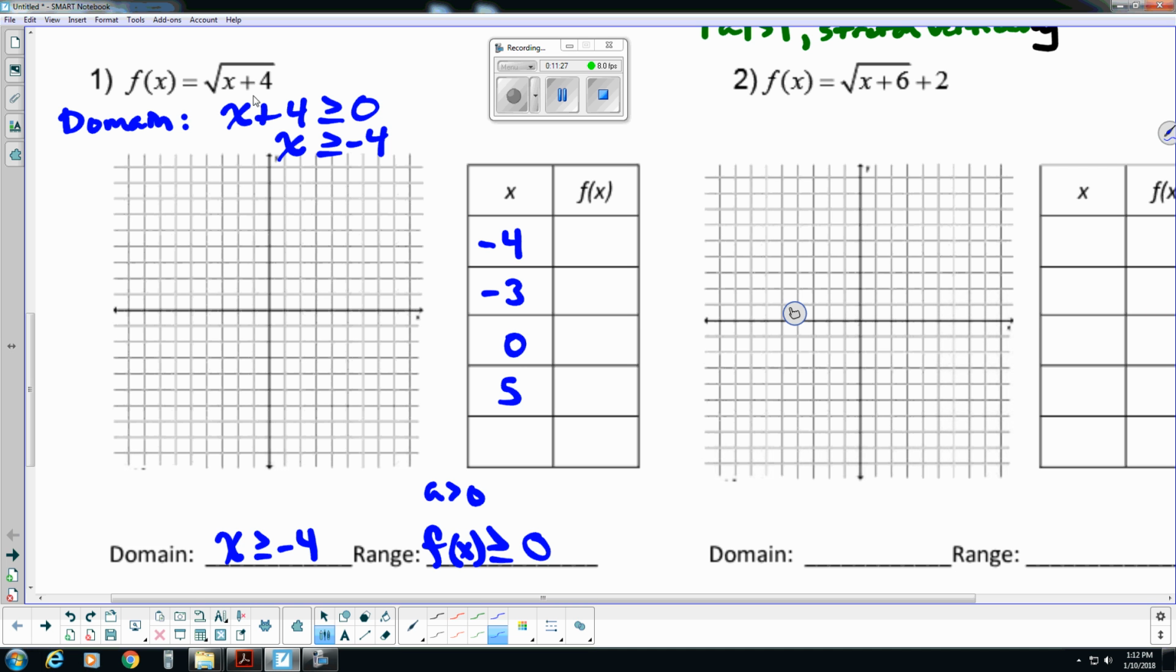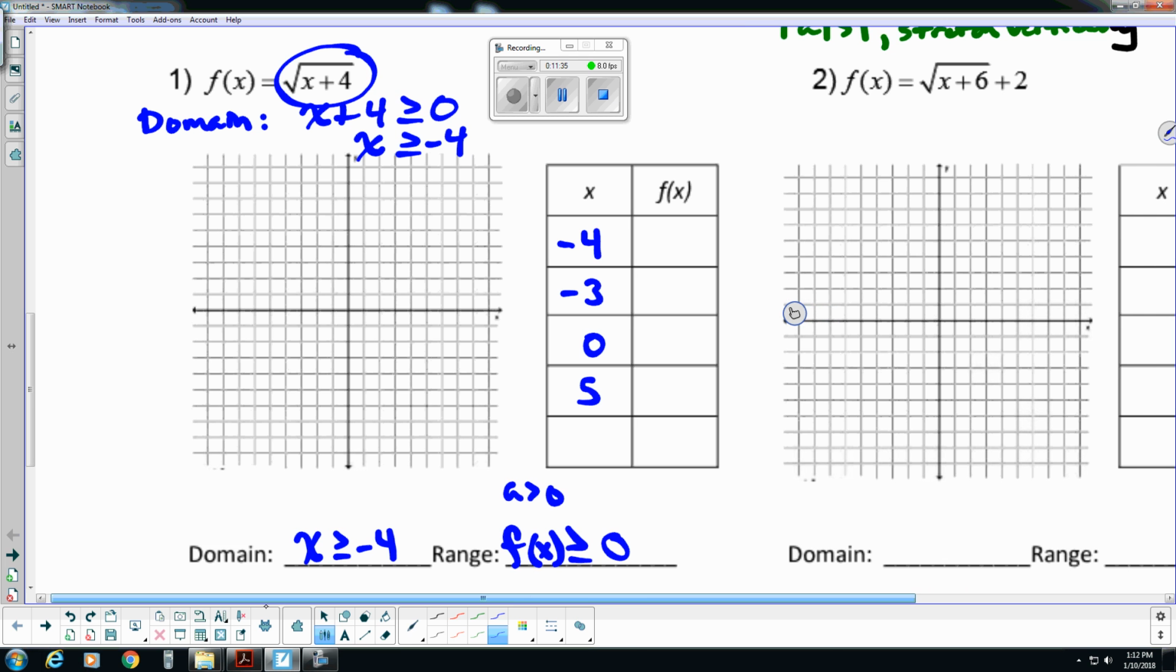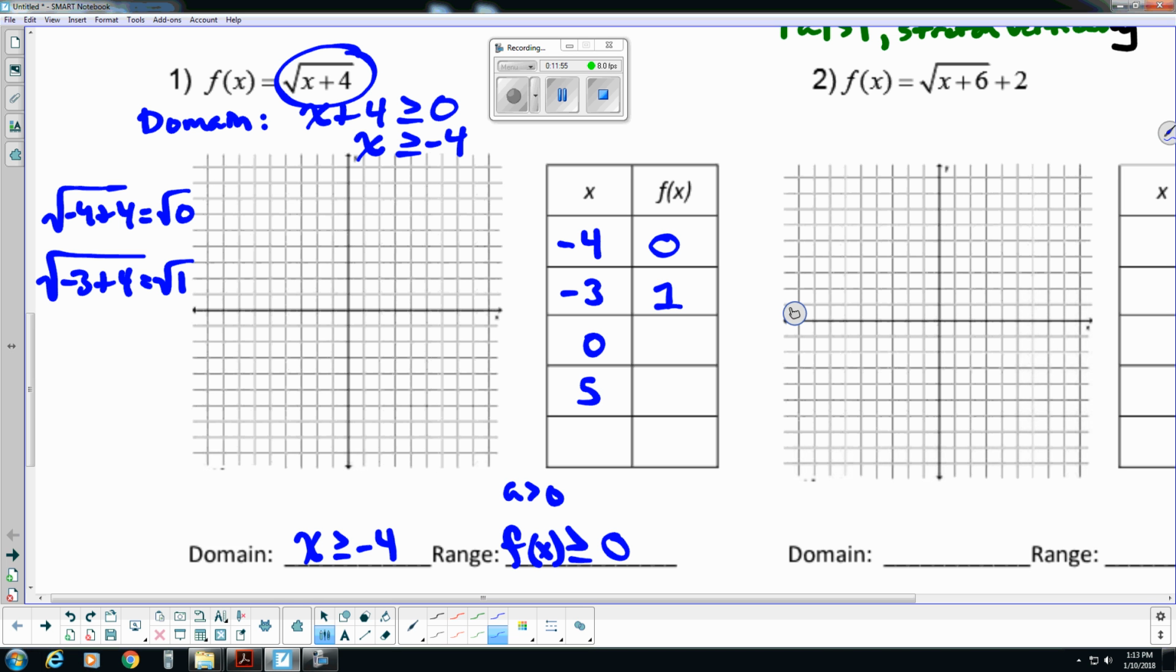Why I picked those particular x values is because when I plug those into my function, for example, the square root of negative 4 plus 4, I get the square root of 0, which is 0. Then I plug in negative 3. The square root of negative 3 plus 4 is the square root of 1, which is 1. The same thing happens when I plug in 0. I get the square root of 4, which gives me 2. And when I plug in 5, the square root of 5 plus 4 is equal to the square root of 9, which is 3.